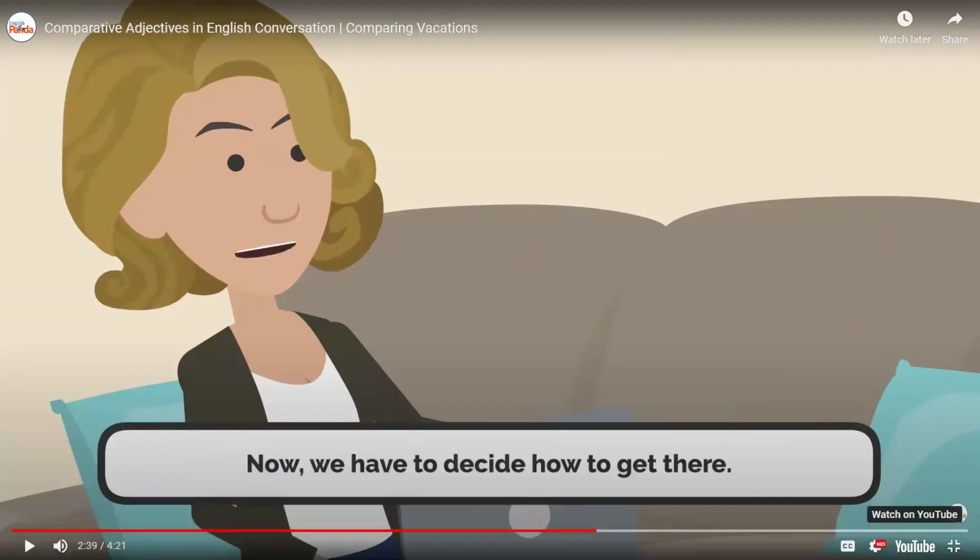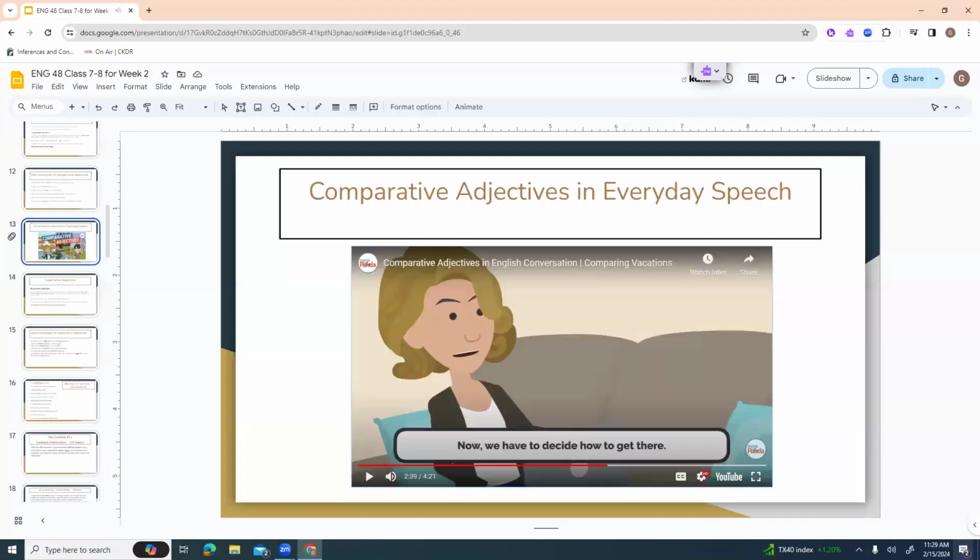Okay, so I'm going to pause it there because I think you get the idea. We use comparative adjectives all the time in speech. We just don't always notice them because they're not in the typical place, because they're usually between the two nouns that we're comparing. So I just wanted you to have a heads up for that.